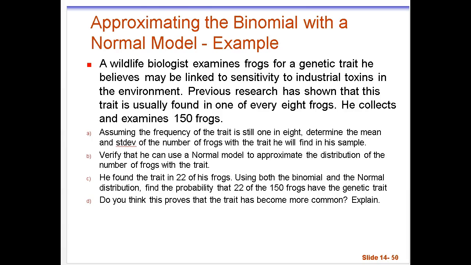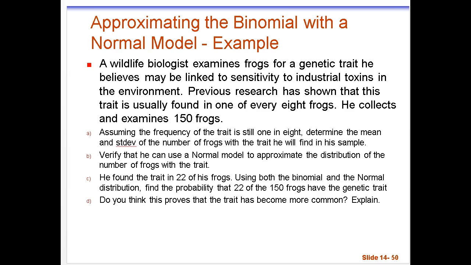Sometimes we might want to approximate the binomial distribution by using the normal distribution, and that'll come up in later chapters. But to examine situations where you can use the normal rather than the binomial, let's illustrate that with the problem that's shown here. So we're told a wildlife biologist examines frogs for a genetic trait he believes may be linked to sensitivity to industrial toxins in the environment.